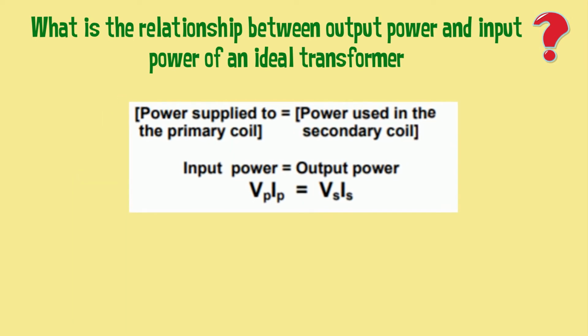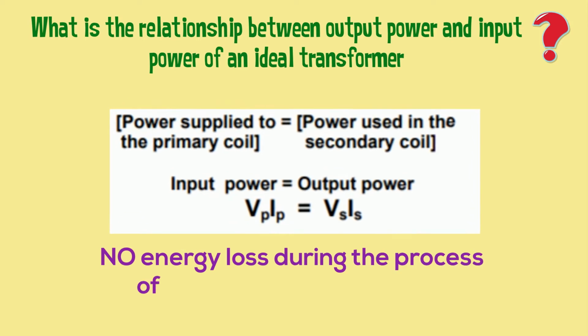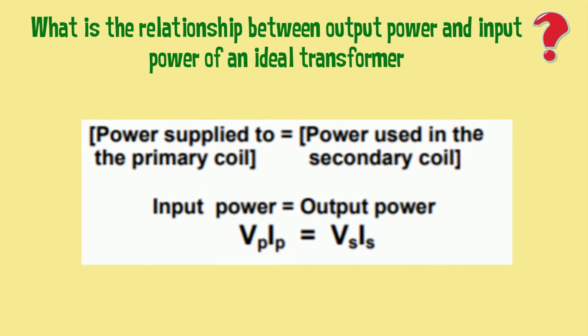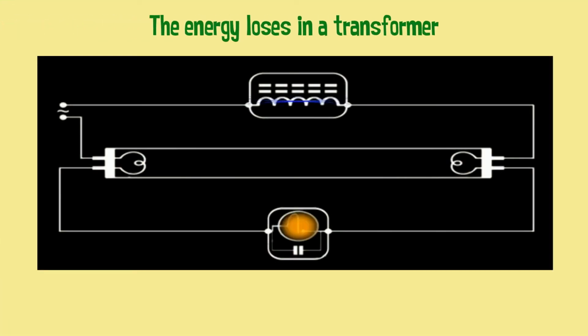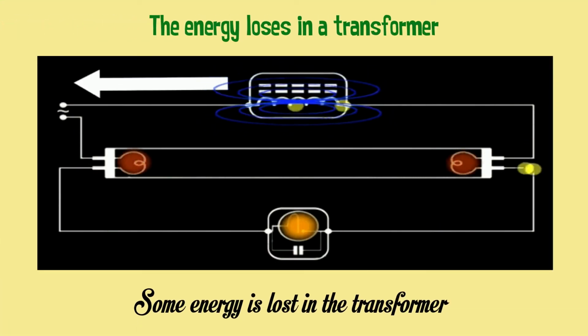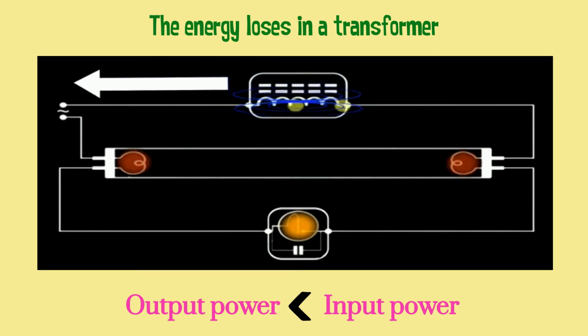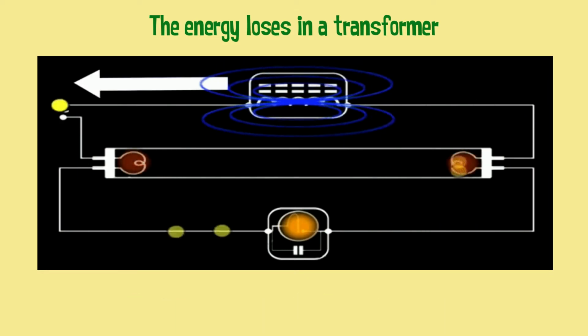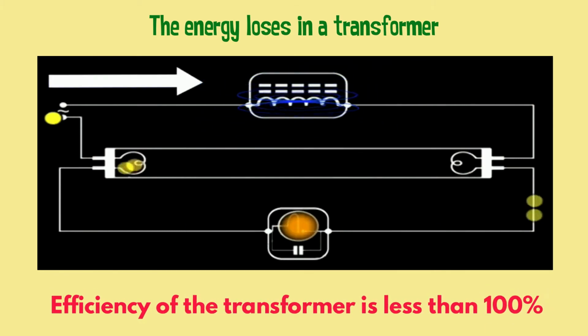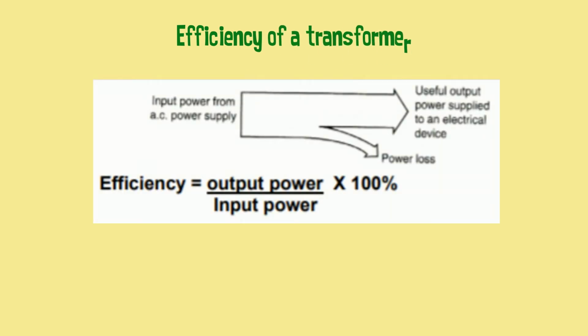In an ideal transformer, there is no energy loss during the process of transforming the voltage, and this is clearly shown. However, in a real transformer, some energy is lost in the transformer, especially in the form of heat. The output power is always less than the input power. Therefore, the efficiency of the transformer is less than 100%. To investigate the efficiency of a transformer, the formula below is used.